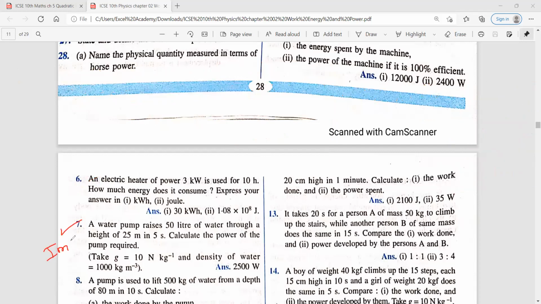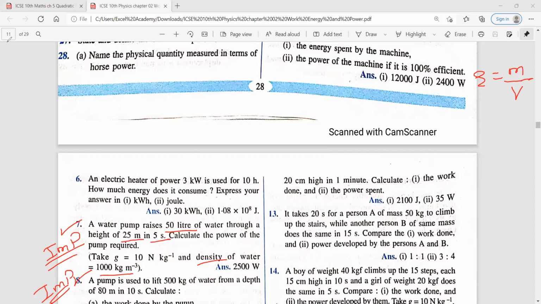Mark this one as important too. 7th and 8th are two more important ones, a little different. Water pump raises 50 liter. Now you'll say, what is this liter? Liter is volume. Volume, and they have given density here. From volume and density you get mass, because density is equal to mass upon volume. You remember this, it was done in 8th standard and 9th also. So that is why you have to convert it, and we have to convert liter into meter cube. We'll do that through a height of 25 meter in 5 seconds.